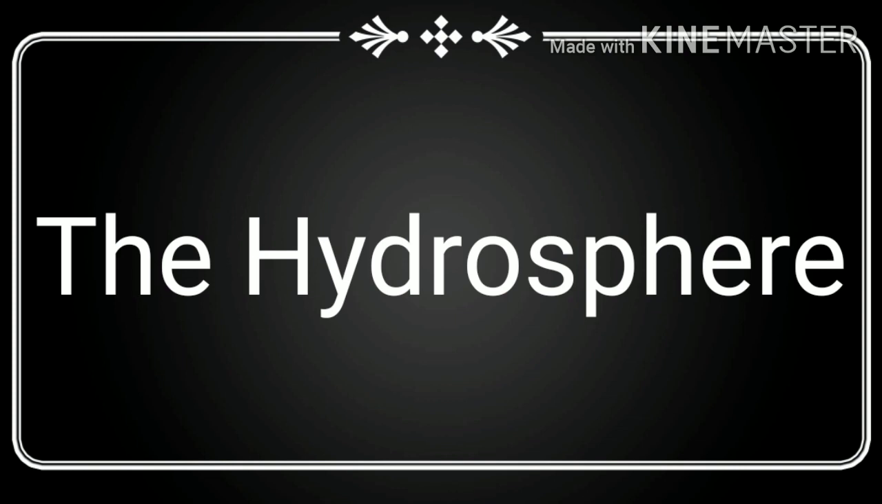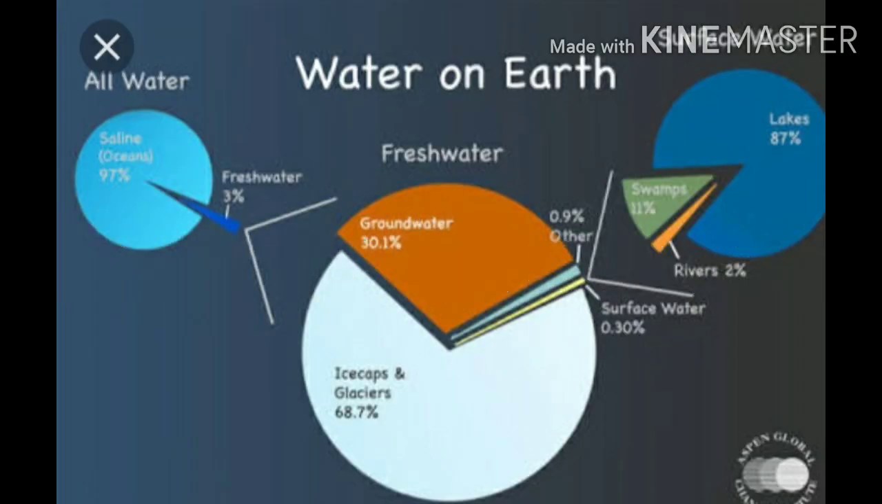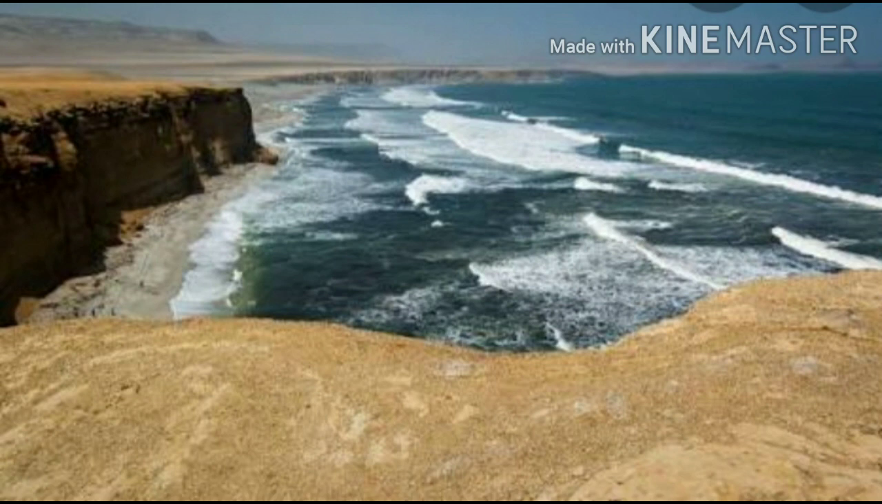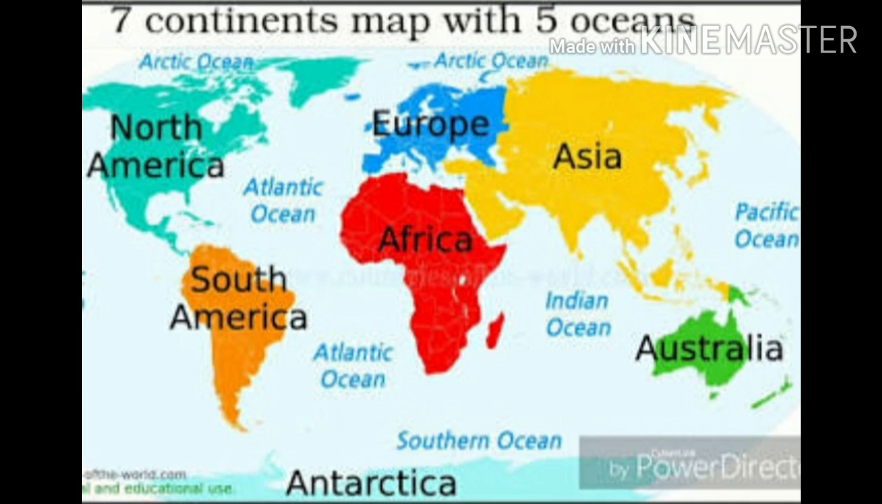Now, let's learn about the hydrosphere of the earth. 2/3 of the earth's surface is covered with water. Most of this water is in the ocean. Ocean water is salty. There are 5 oceans. They are the Atlantic, Pacific, Arctic, the Southern Ocean, and the Indian Ocean.